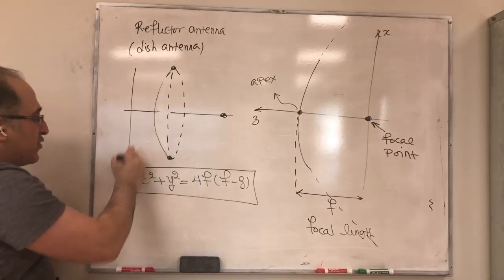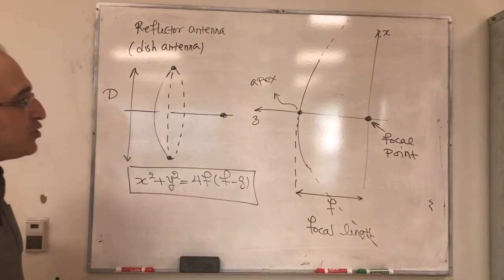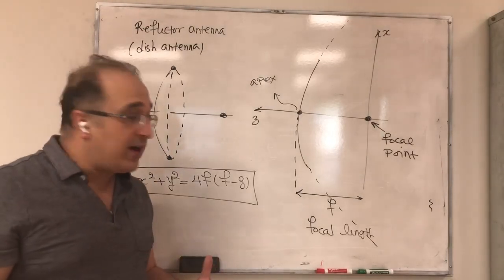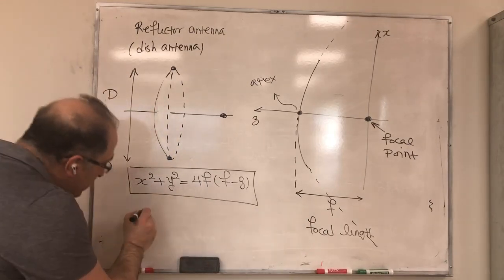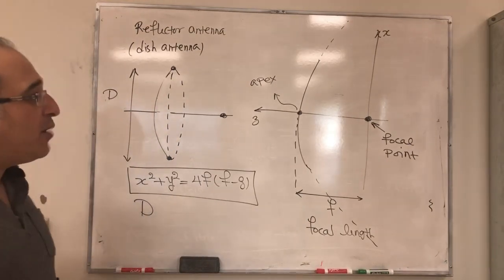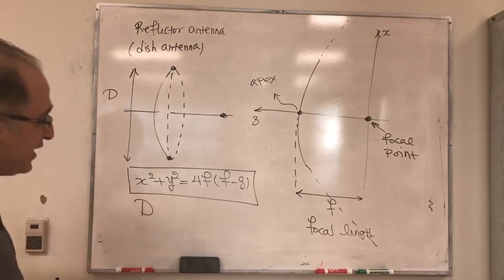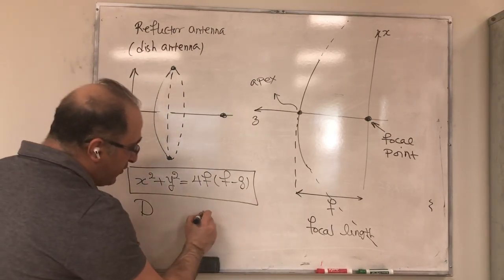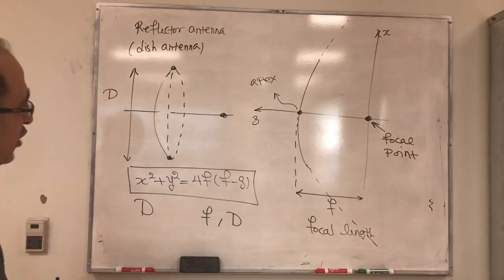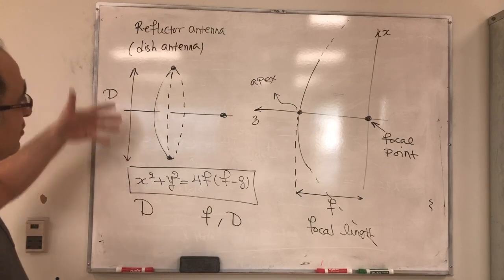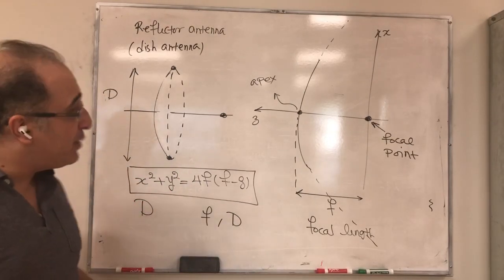When we truncate it, we end up with a diameter that we call D. So essentially, for physical fabrication, not only do you need to know your f, but you also need to know your diameter, which is capital D. So if you want to fabricate this, you need two parameters, f and diameter D. That would be the diameter of the reflector. That's an important quantity because it shows how big your aperture size is.